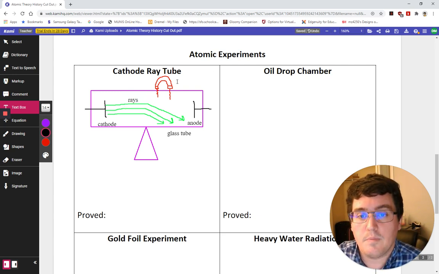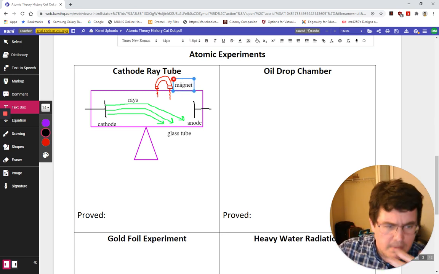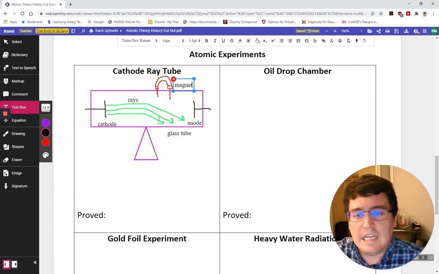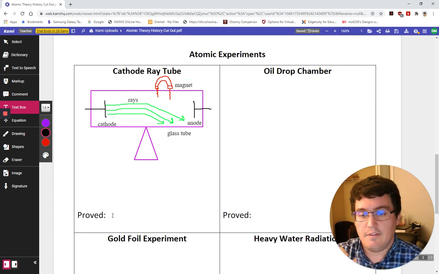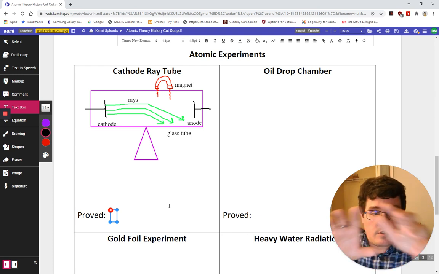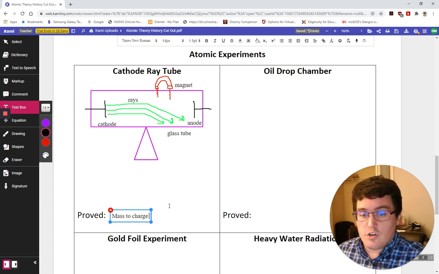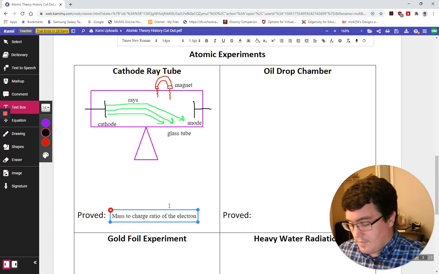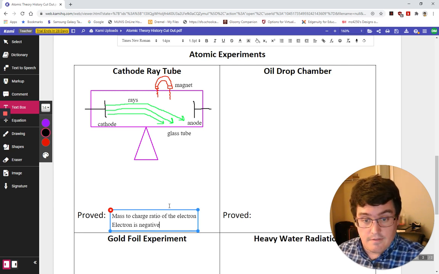And then up here, we're going to put this as the magnet. We forgot to label the magnet. I mean, it was so perfectly drawn. Who would mistake that for anything but a magnet? But anyways, because he knew the rays were made of electrons, he figured out, using physics and measuring the angle that those rays deflected, he was able to find the mass to charge ratio of the electron. Then he furthermore showed that the electron is negative.